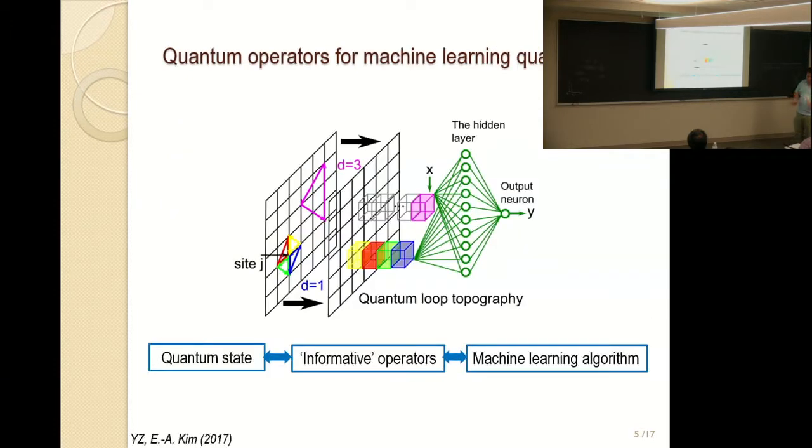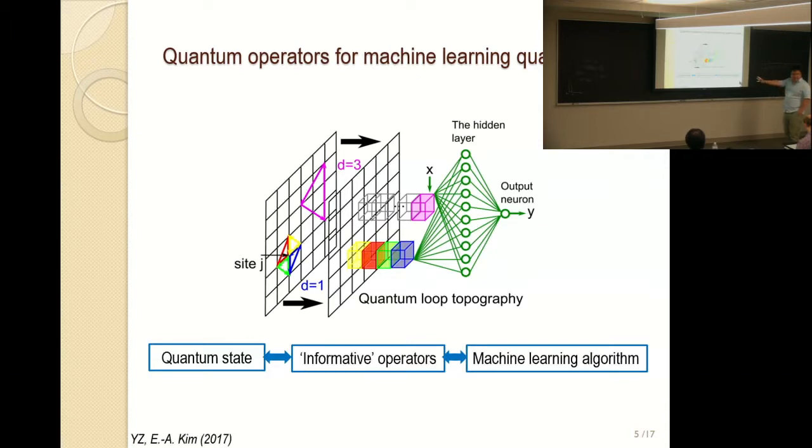That's what we do. What we realize is that there is going to be an intermediate interface that helps to connect the traditional machine learning algorithms, such as artificial neural networks, and the quantum state of your interest. So what connects a classical thing and a quantum thing? Well, that's going to be operators. So what we propose is that we can use operators, not just random operators, but informative operators, to extract information from the target quantum states. And when an operator acts on a quantum state, we get numbers that can be organically connected to artificial neural networks.